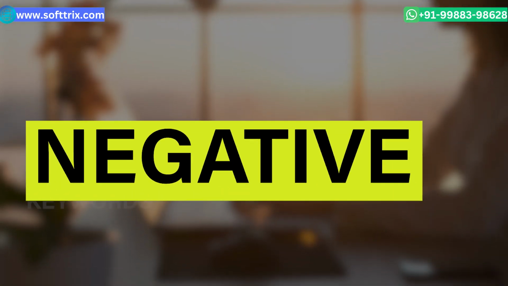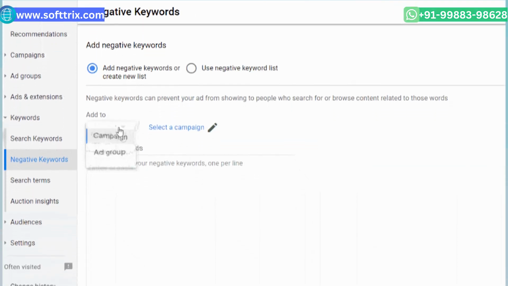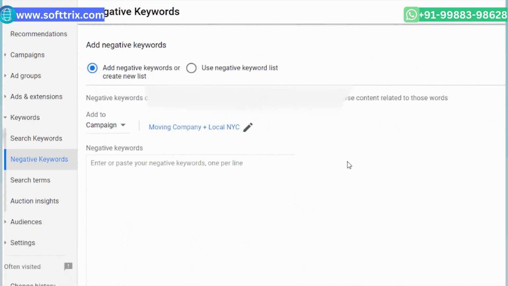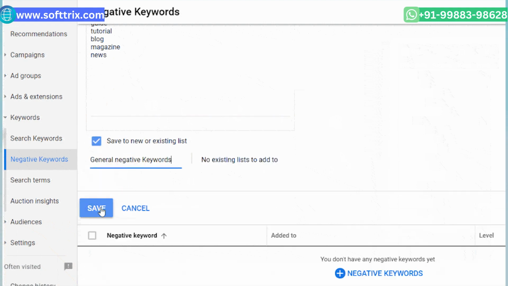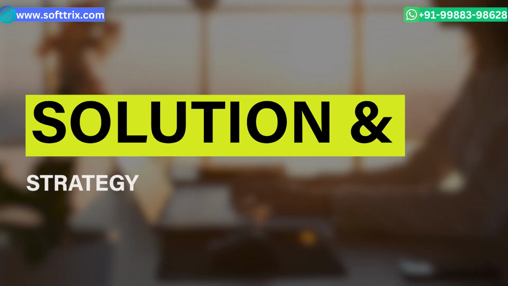The fourth is negative keywords. Neglecting to use negative keywords can lead to irrelevant clicks. Exclude keywords that don't align with your goal. And now the solutions and strategies.